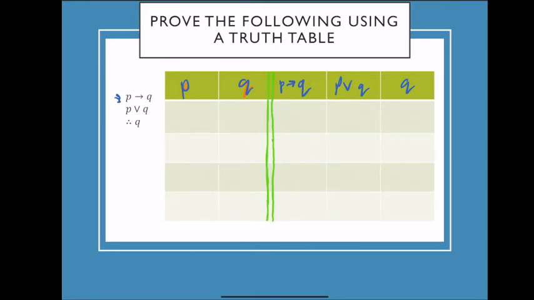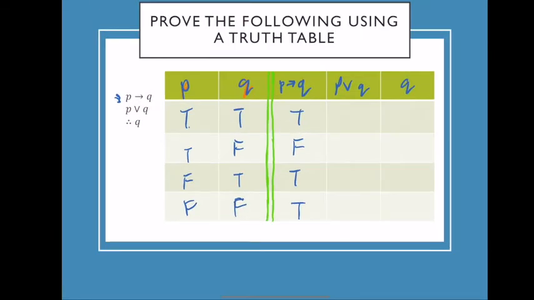So I've got, let's change colors again. True, true, false, false, true, false, true, false. P implies Q: true implies true is true, true implies false is false, false implies true is true, and false implies false is true as well. Now I have P or Q. Remember, that means one or the other has to be true, so I'm going to get true, true, true, false. We already know what Q is. We just copy this table over here.